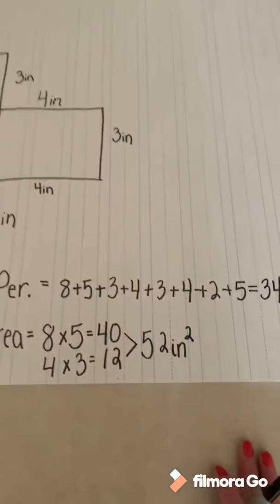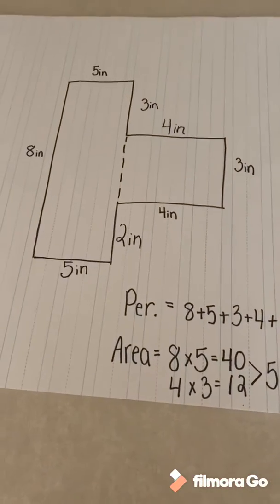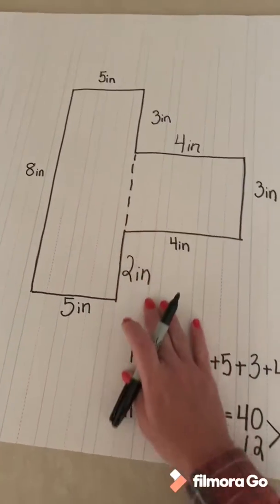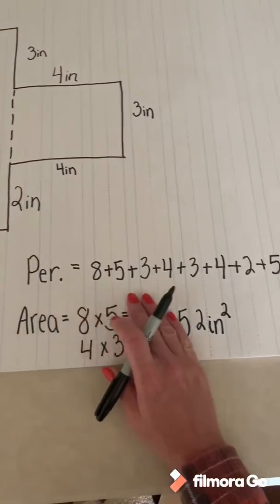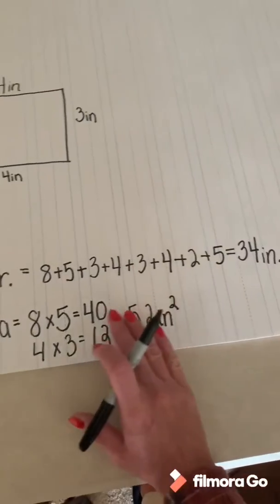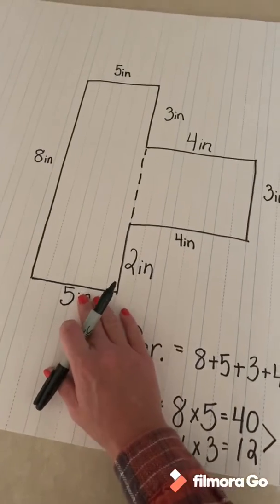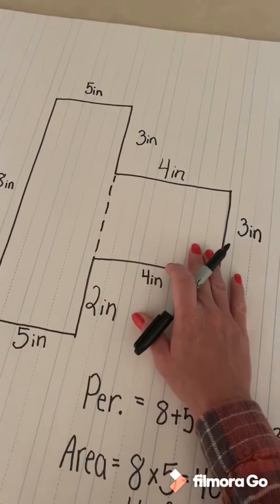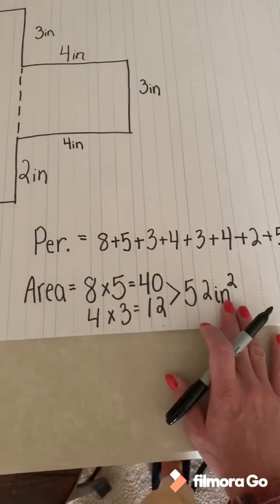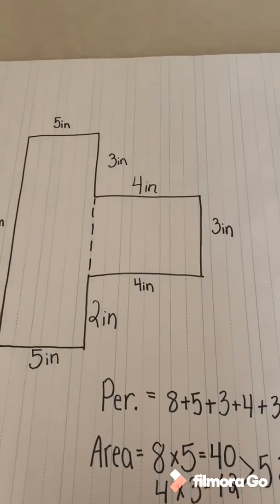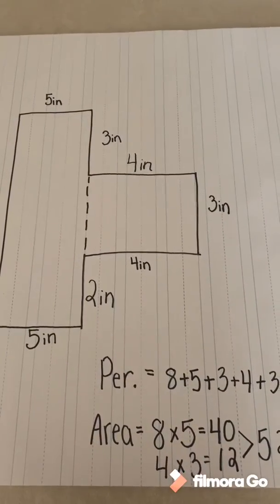So in these irregular shapes, I start by breaking it apart into as many quadrilaterals as I need so I can easily calculate perimeter, which is adding all the sides, and easily calculate area by figuring out the area of 1, 2 quadrilaterals, and then adding them back together. I hope this helps you with that irregular area worksheet you have in your packets.